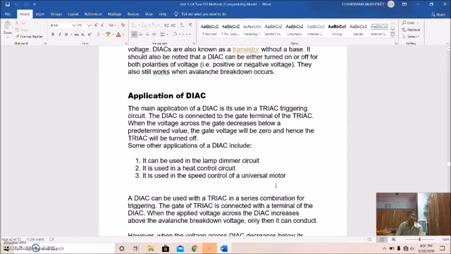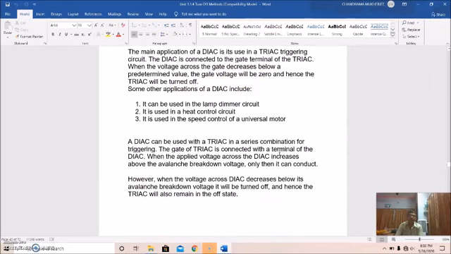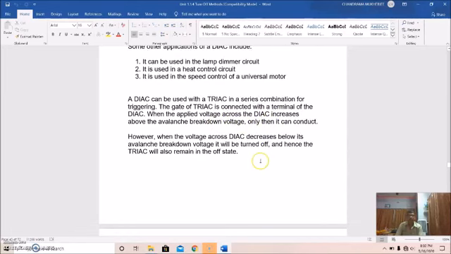Application of DIAC. The main application of a DIAC is triggering a TRIAC. The DIAC is connected to the gate terminal of the TRIAC. When the voltage across the gate decreases below a predetermined value, the gate voltage will be 0 and hence the TRIAC will be turned on. Some other applications of DIAC: it may be used as a lamp dimmer circuit, heat control circuit, can be used for speed control of universal motors, etc.